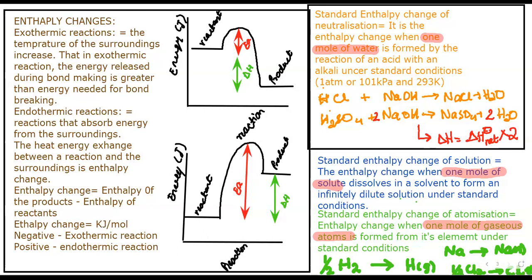So standard enthalpy change of solution is when 1 mole of a solute, so the solute is the reactant, dissolves in a solvent to make an infinitely dilute solution. Standard enthalpy change of atomization is when 1 mole of gaseous atoms, this is the product now, is formed from its element under standard conditions. As you can see, the definitions are changing, right? Who is going to be acting as the 1 mole? We don't know. Sometimes it's the product, sometimes it's the reactant. So it's really important that you make sure to learn the definitions very well.